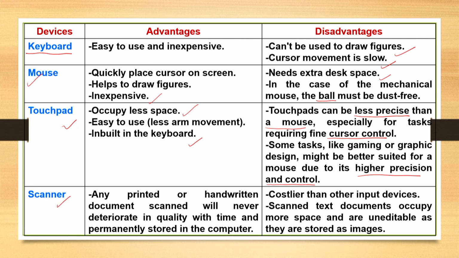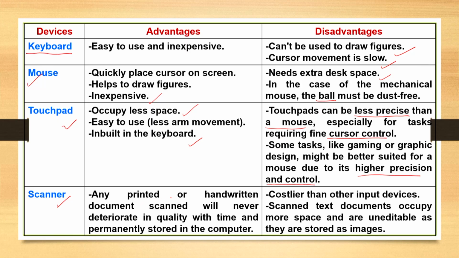Then scanner. Scanner is an input device which is used to take an image of input data and store it in the form of images in the computer system. So, that data may be either any printed document or handwritten document. Advantage is that this scan will never deteriorate in quality with time and is permanently stored in the computer.